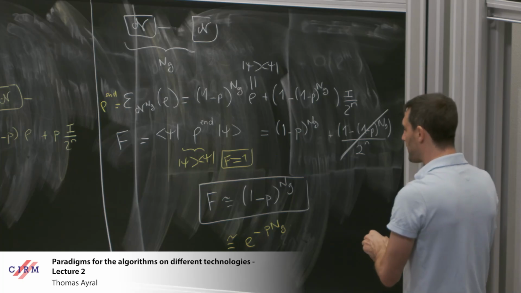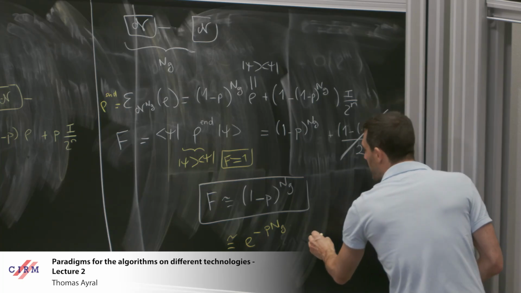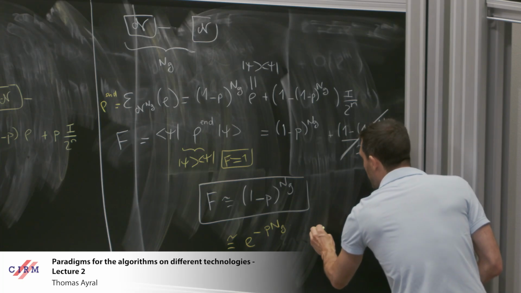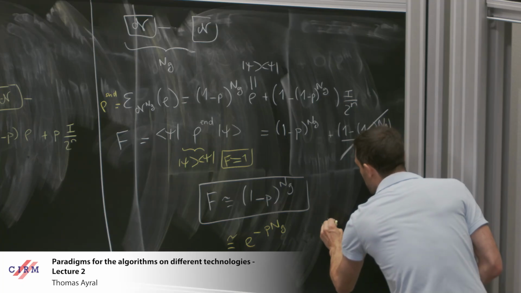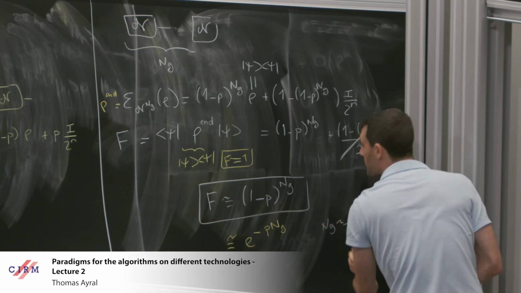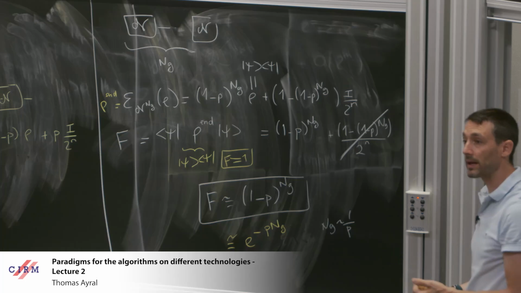And that's why yesterday I told you at the very end of the lecture that if I want to have a reasonable fidelity, I want to have N_G of the order of 1 over p, where p is the probability of mistake, of error per gate.